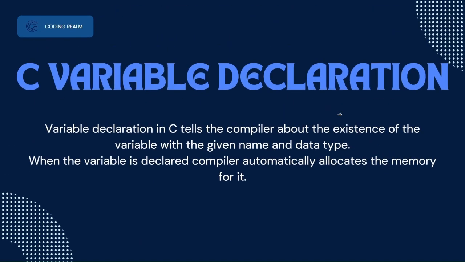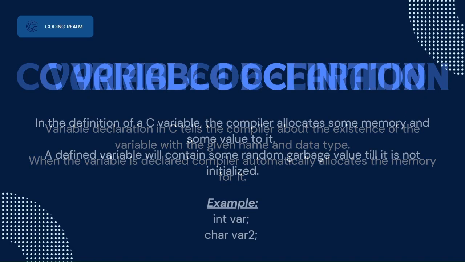Now the C variable declaration. Variable declaration in C tells the compiler about the existence of the variable with the given name and data type. When the variable is declared, the compiler automatically allocates the memory for it. The data type is the type of data that a variable can store, like an integer, character, float. Variable name is the name of the variable given by the user, and the value is assigned to the variable by the user. This is all about the variable declaration.